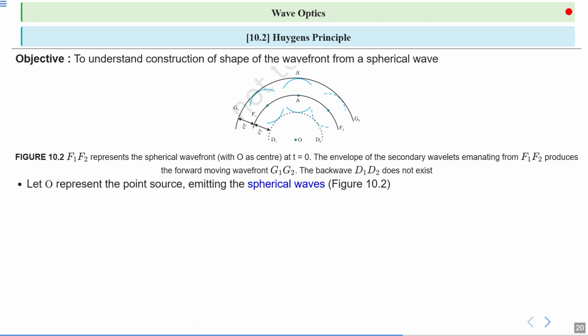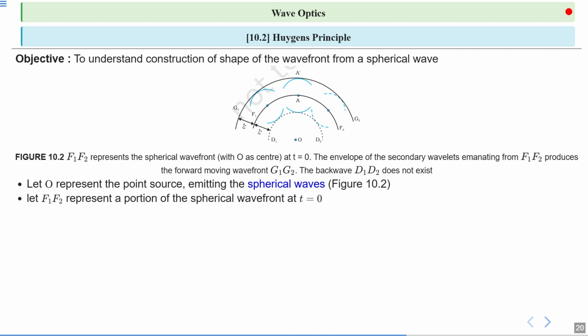Let's start by identifying the point source represented by O, which emits spherical waves. This is crucial because the point source is the origin of the wavefronts we are studying. Imagine dropping a stone in water. The ripples are similar to these spherical waves. This visualization helps us understand how waves propagate from a central point.